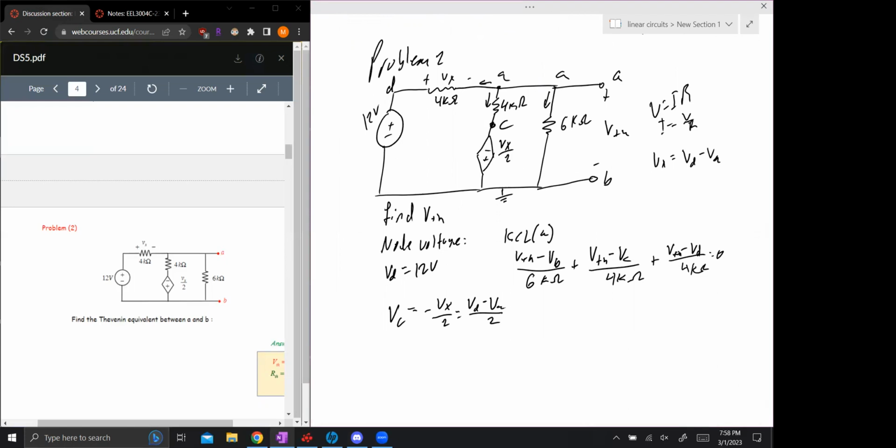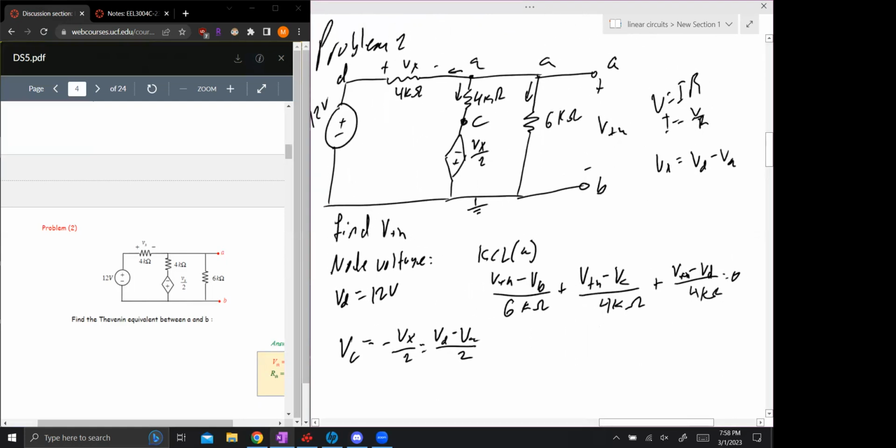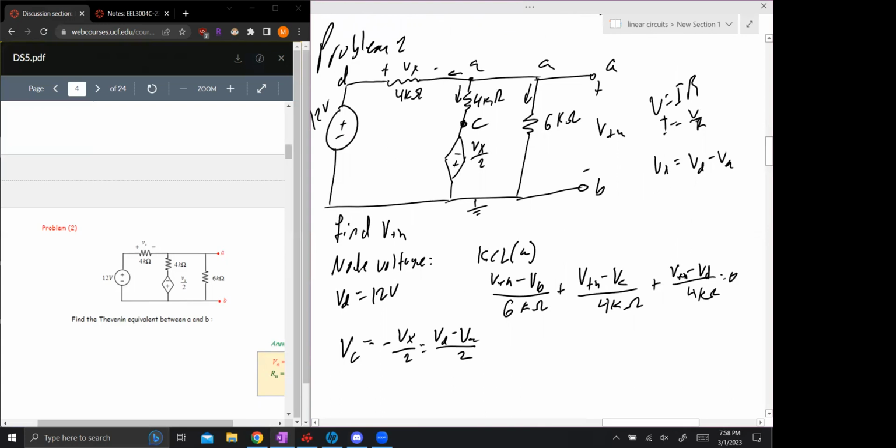Go over your KCL at node A real quick. So VA, I just see it as my Thevenin voltage because it's attached to the Thevenin. So I go VA minus VB over the 6 kilo ohm is my first one. VA minus VC over 4 kilo ohms. Okay, so you just labeled your V Thevenin as VA. Yeah. And then I did V Thevenin minus VD over 4 kilo ohms.